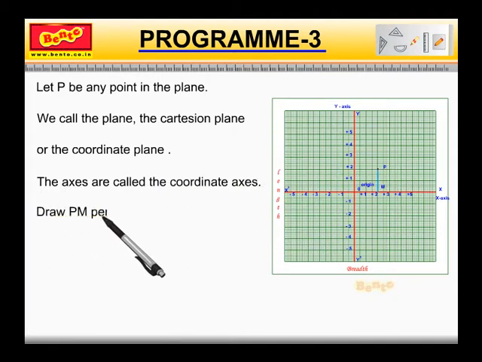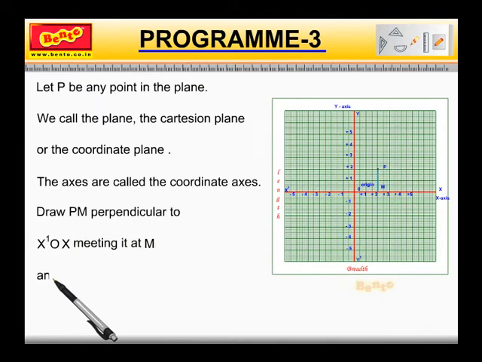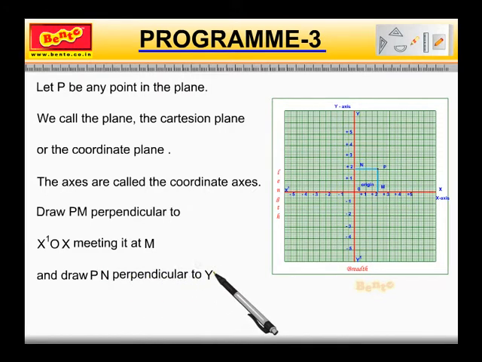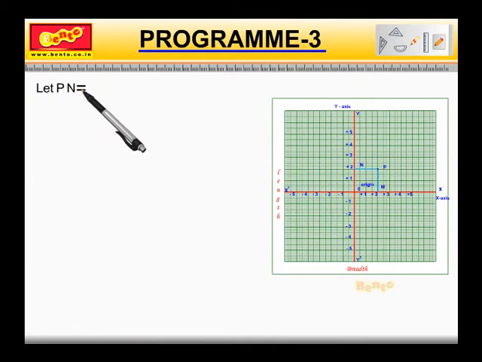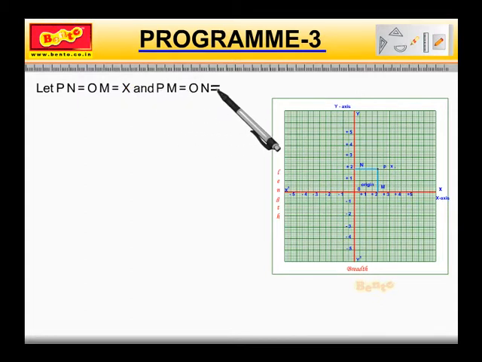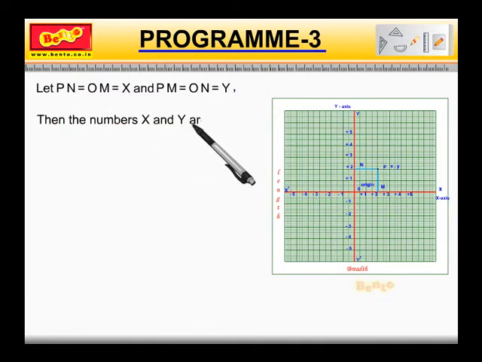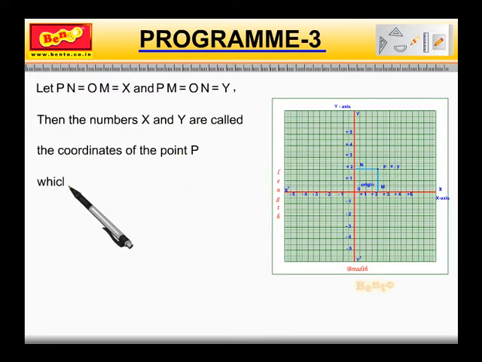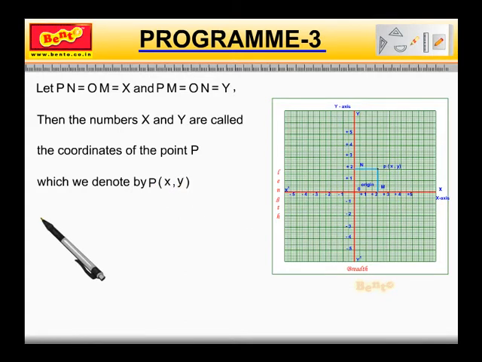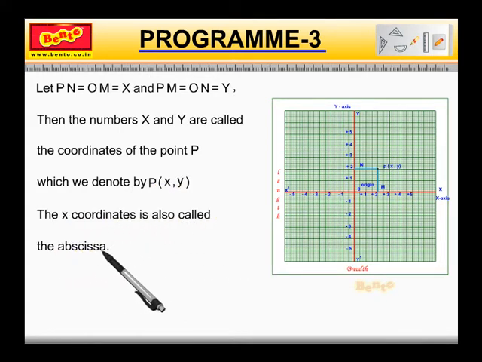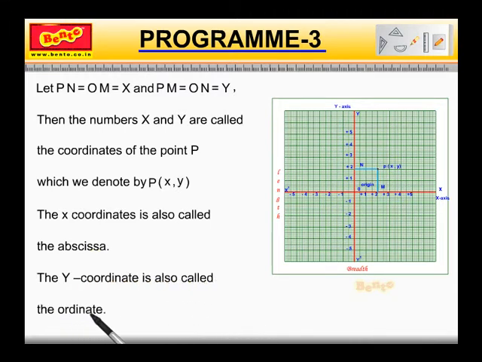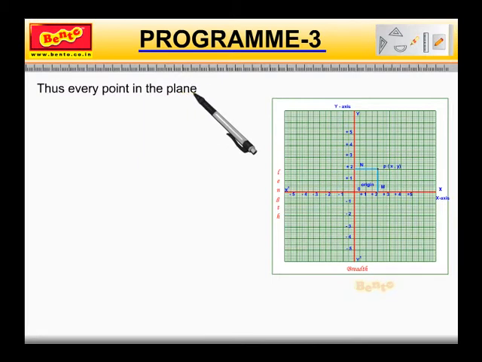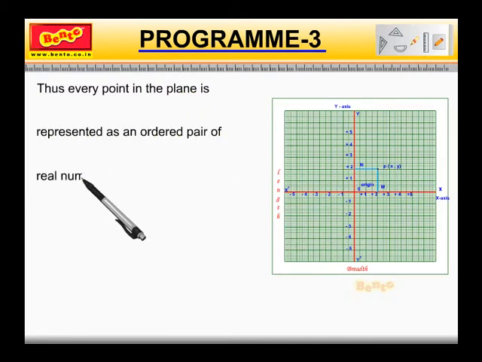Draw PM perpendicular to X'OX, meeting it at M, and draw PN perpendicular to Y'OY, meeting it at N. Let PN = OM = x, and PM = ON = y. Then the numbers x and y are called the coordinates of the point P, which we denote by P(x, y). The x coordinate is also called the abscissa. The y coordinate is also called the ordinate. Thus, every point in the plane is represented as an ordered pair of real numbers (x, y).